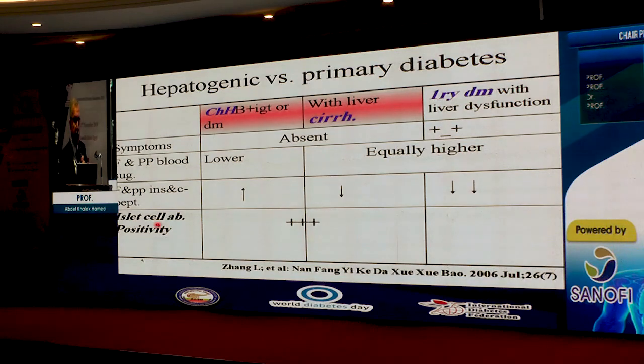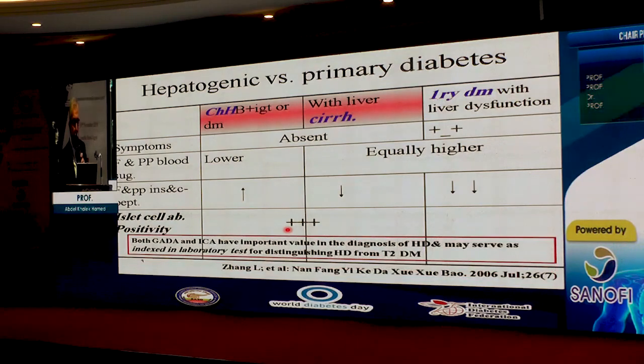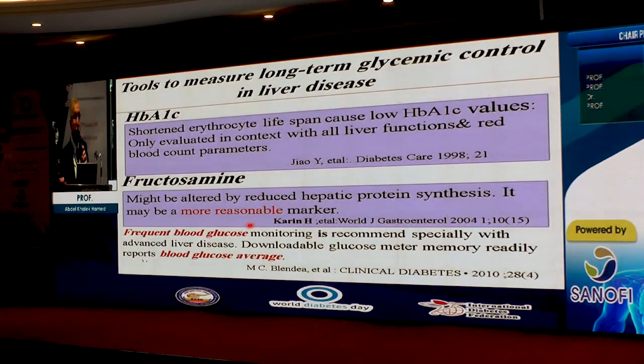The most diagnostic is a detection of islet cell antibody positivity. ويقال ان احنا ممكن نحط ديت في اللاب دايجنوزز بتاعنا للهيباتوجينوس دايجنوز. What about the tools to measure the long term glycemic control in liver disease اللي احنا عارفينها؟ الجلايكيتد هيموجلوبين لا يصلح في حالات الادفانسد ليفر ديزيز. We may use it in early stage of liver cirrhosis.